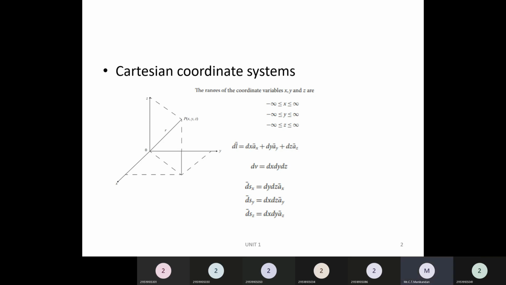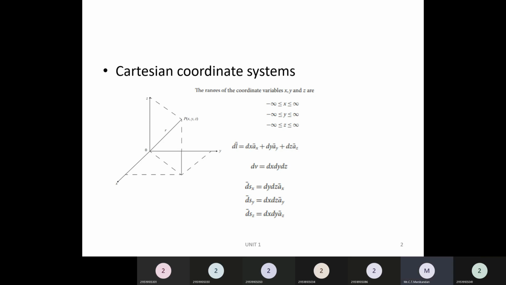The x value, y value, and z value will be from minus infinity to infinity. If you move a point in the Cartesian coordinate system from one point to another point, you will be getting differential length, differential volume, and differential surface. These are the basic formulas that we have to keep in mind while solving problems in electromagnetic fields.